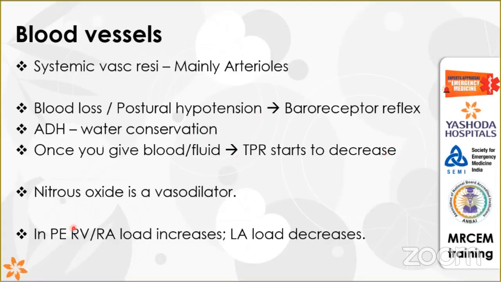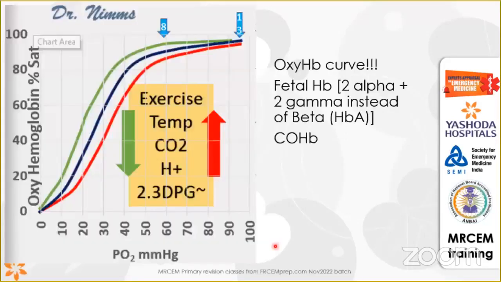So this is the oxygen-hemoglobin curve. To remember this, exercise is the right thing to do. When you exercise, your body temperature increases, CO2 increases, so acid content is high, and H plus and 2,3-DPG will be high in the body. Whenever these things increase, there is a rightward shift. Whenever they decrease, there is a leftward shift. Fetal hemoglobin has a leftward shift compared to adult hemoglobin. Carboxyhemoglobin will also cause a leftward shift.